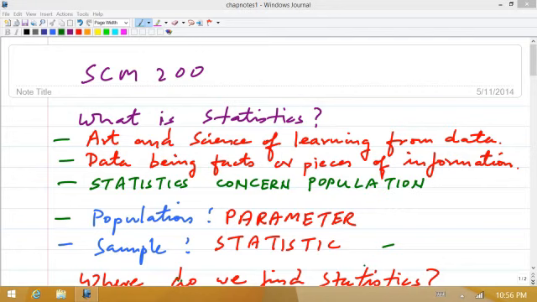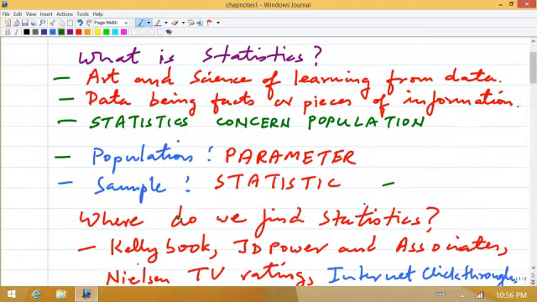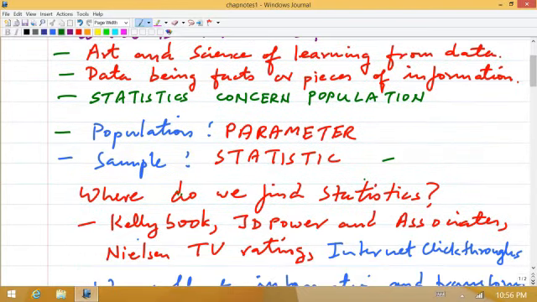The next question is, where do we find statistics? Suppose you are planning to buy a new car. Where do we look? We look at Kelley Blue Book, which has all the current prices, also the price of used or second-hand cars. We also look at J.D. Power and Associates. They collect all the information from the consumers, the people who bought brand new cars, and based upon their experience, all the data has been collected.